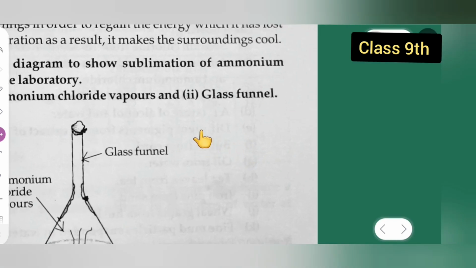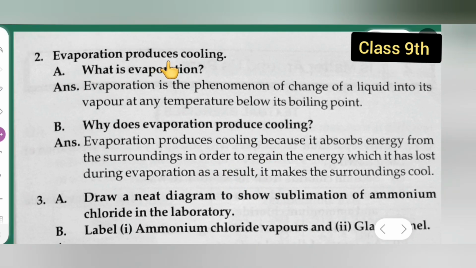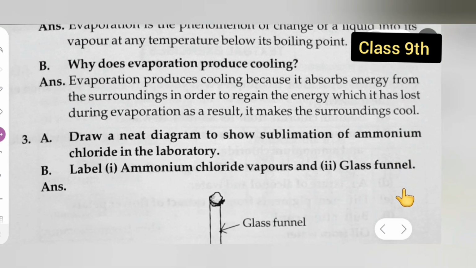Moving towards the next question, evaporation produces cooling. What is evaporation? Evaporation is the phenomenon of change of a liquid into vapor at any temperature below its boiling point. Next question is, why does evaporation produce cooling? Evaporation produces cooling because it absorbs energy from the surroundings in order to regain the energy which it has lost during evaporation. As a result, it makes the surroundings cool.